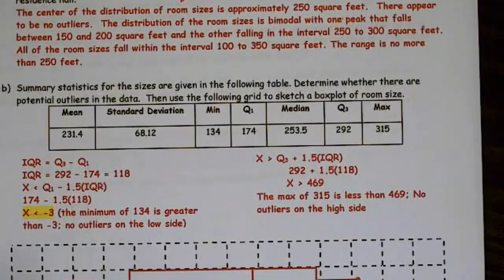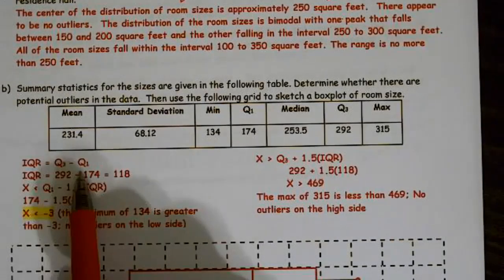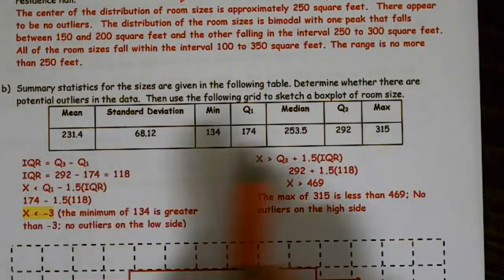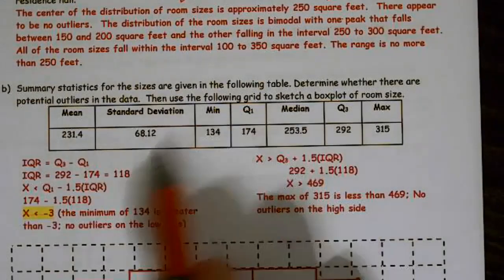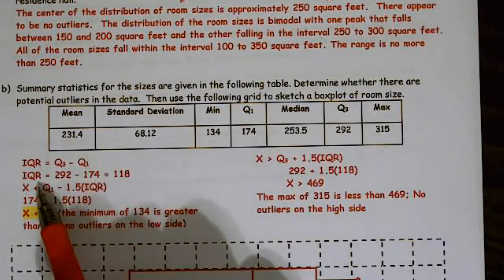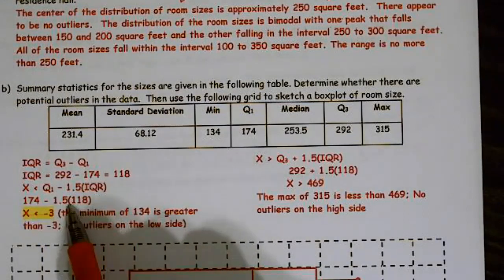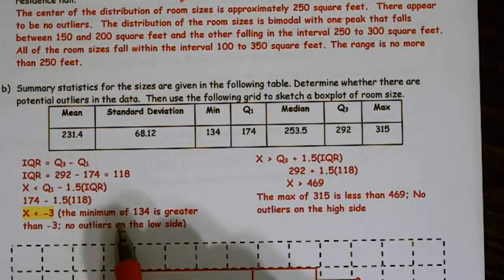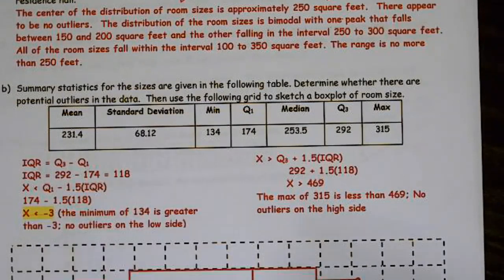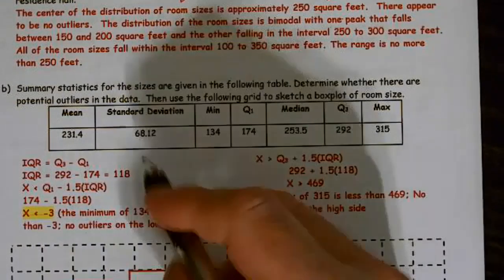Summary statistics for the room sizes are given in the following table. Determine whether there are potential outliers. Well, remember, IQR is Q3 minus Q1. So 292 minus 174 is 118. If I have an X that's less than Q1 minus 1.5 IQR, then I have an outlier. Well, I ended up getting a negative value. So the minimum of 134 is greater than -3, no outliers.